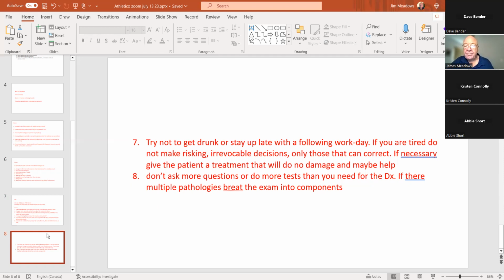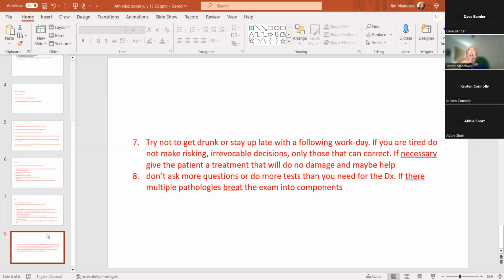If you are going to stay up and you are tired, don't take any real risks with this. Don't make irrevocable decisions, and only do things that are easily corrected and not harmful. You can give your patient no placebo treatment at all, but you're going to have an idea of what they need to do, and you can do that. It's not going to do any damage, and it may help. Something like putting a hot pack or electrical treatment on them, and not doing anything at all risky.